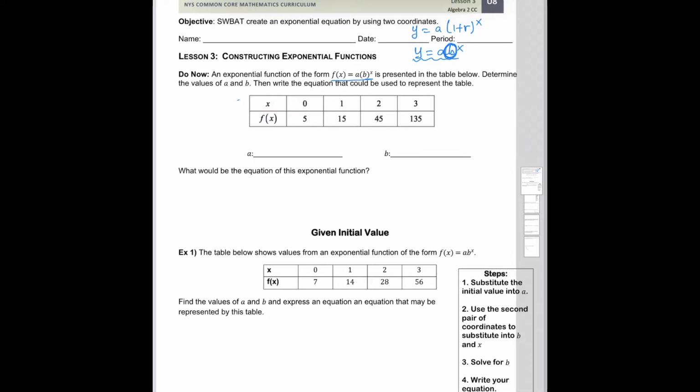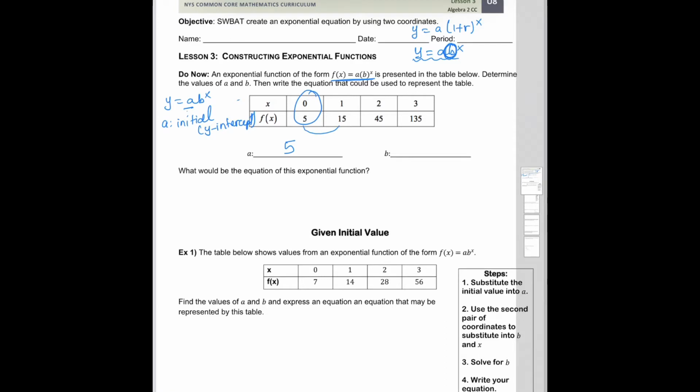Okay, so the do now says an exponential function of the form y equals ab^x, it's given here, also presented in the table below. Determine the values of a and b. Okay, so let's write this down. Your a is your initial, or we can say your a is basically your y-intercept. Okay, so you know which is what? (0, 5). So a will be 5.